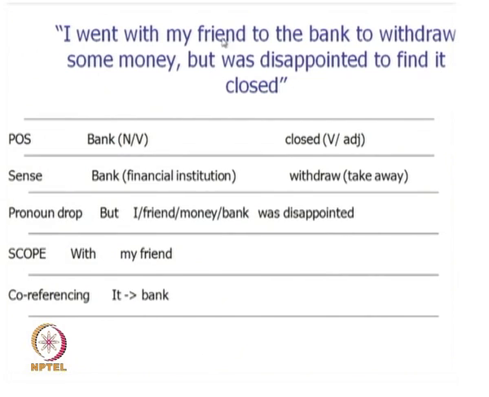Then "I" and "friend" are the candidates, and "I" is resolved. So, this is the pronoun drop resolve. Scope ambiguity is that "with" is a preposition, and what is the scope of "with"? "With" can form a preposition phrase, but how much of the text does it demand to form the preposition phrase?